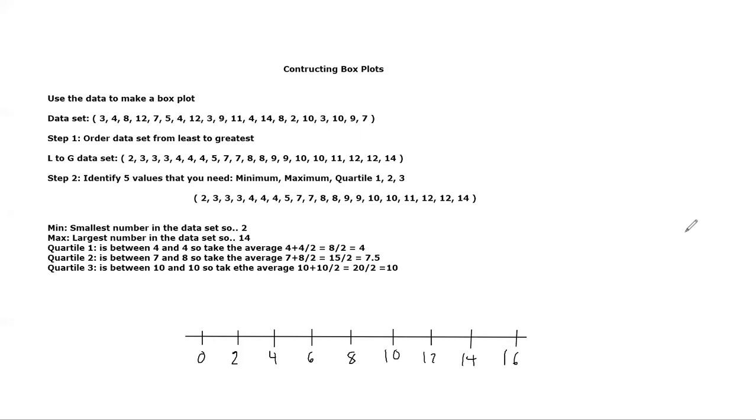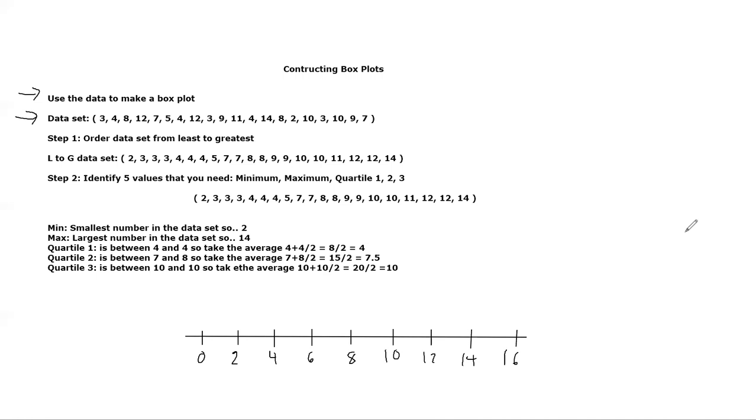What is a box plot? A box plot is another way of displaying information, specifically focusing on just 5 key pieces of information about a data set. The minimum, the maximum, quartile 1, quartile 2, and quartile 3. All right, so if you notice right here, the problem says, use the data set to make a box plot. This is my data set, 3, 4, 8, and it goes on.